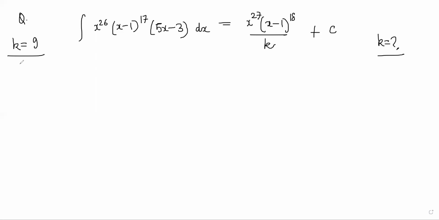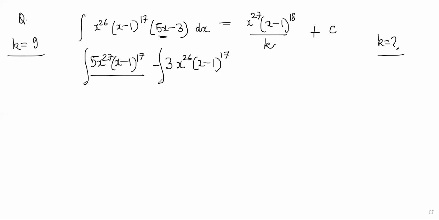Otherwise, you'll have to do integration by parts here. You'll have to choose the correct terms to integrate and so on. Like you can split it and try integration by parts, right? It will become 5x power 27, x minus 1 power 17, minus 3x power 26, x minus 1 power 17, right? And try these separately by integration by parts, but it will be quite long. So it is better to differentiate here.